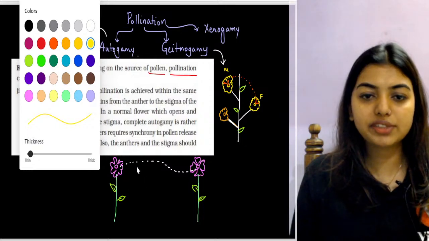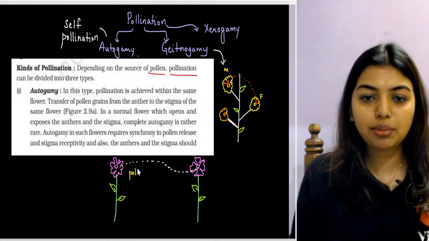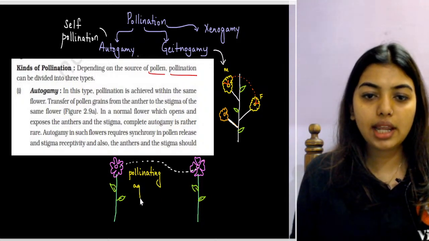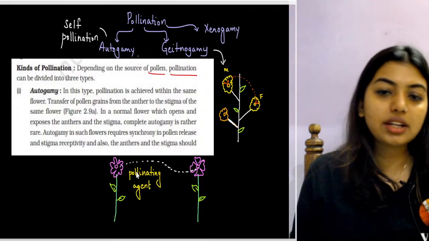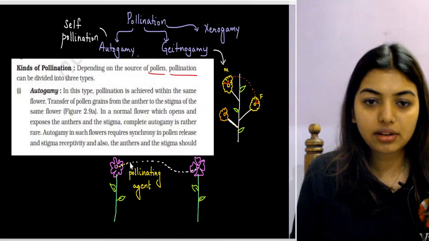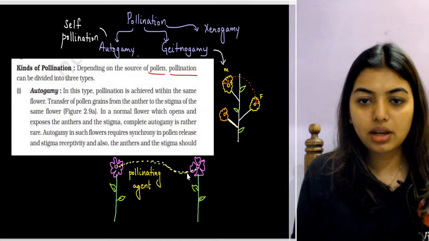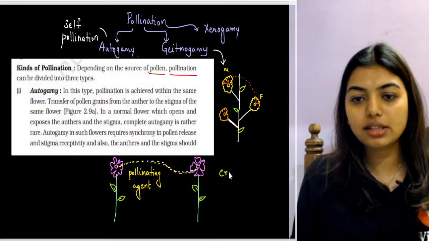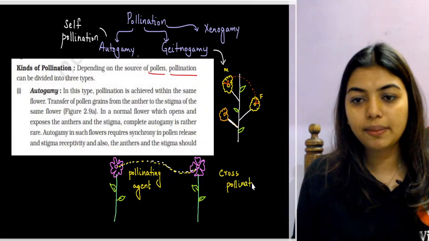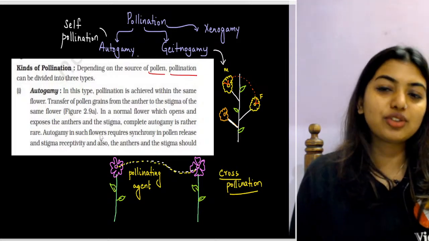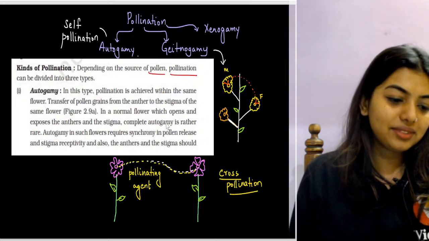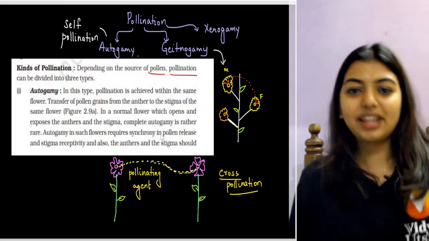So students, because of some pollinating agent, like your Tanuja, Sumi, this pollen grains has reached. Pollen grains are going to reach from the anther to the stigma of this flower, and this will be called cross pollination. Understood? Is this clear? Fine, this is cross pollination.